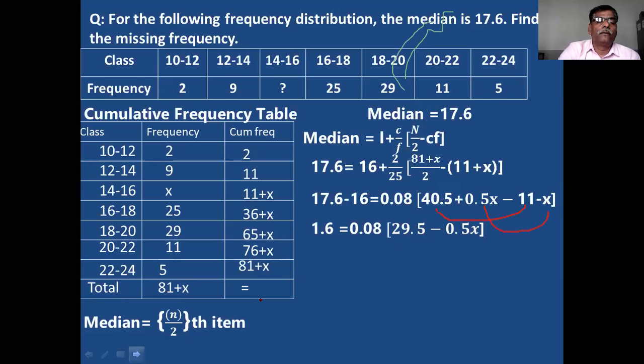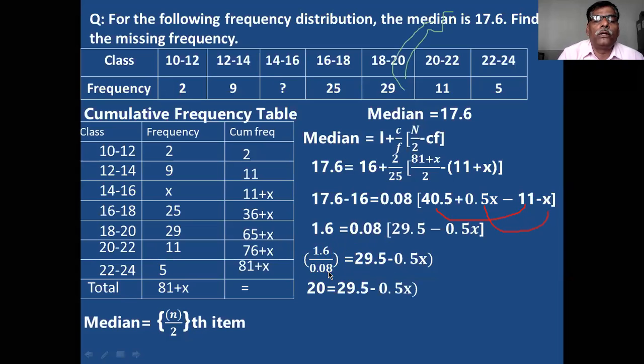Then in the next step, 1.6 divided by 0.08. Here 0.08 is multiplied with the next bracket. Therefore, you take 0.08 to the left hand side. Then it becomes 1.6 divided by 0.08 is equal to 29.5 minus 0.5x. Next step: 1.6 divided by 0.08 is equal to 20. And this is as it is. This 0.5 is minus, you bring this side, it will become plus 0.5x. And 20, you take that side.